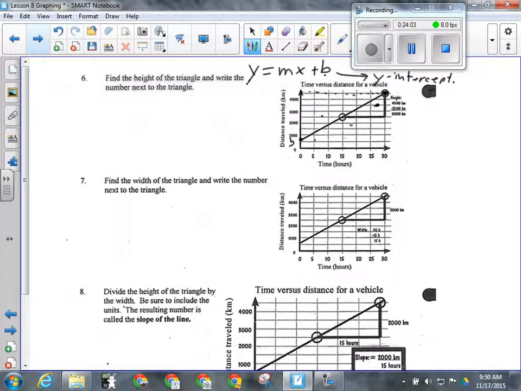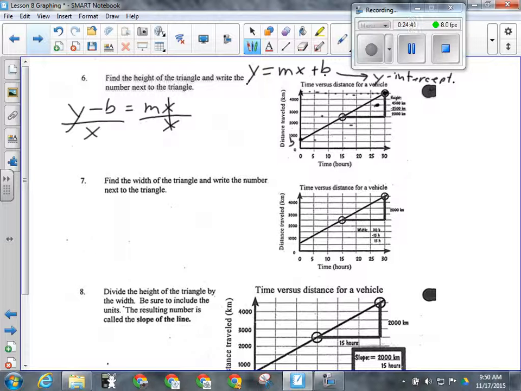If I'm trying to solve for m, what's not attached to m? B. B is not attached to m. X is attached. They're being multiplied by each other, but B is over here, it's separate. So B is not attached. How do I move B over to the other side? Subtract it. So I'm now going to have y minus b equals m times x. Now what do I do with x? Divide by it. Now I've got slope by itself, m.